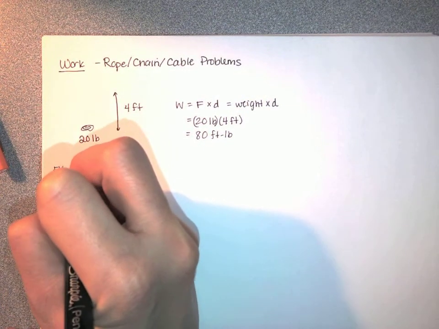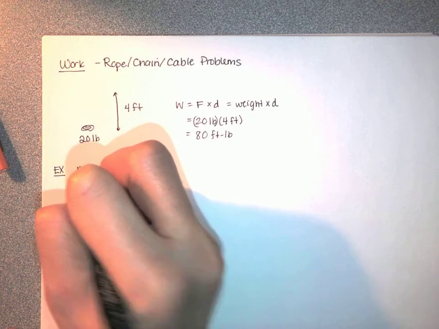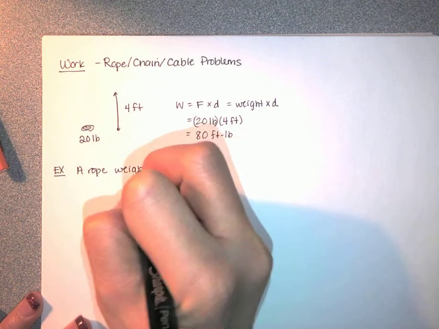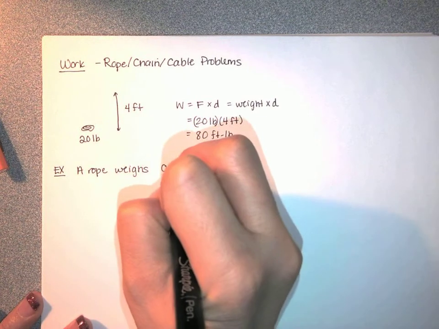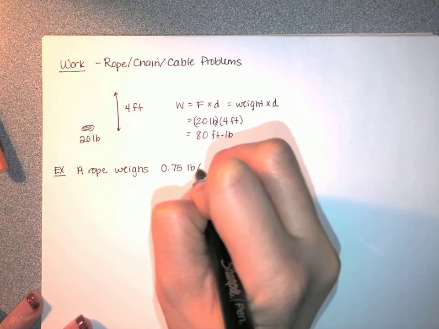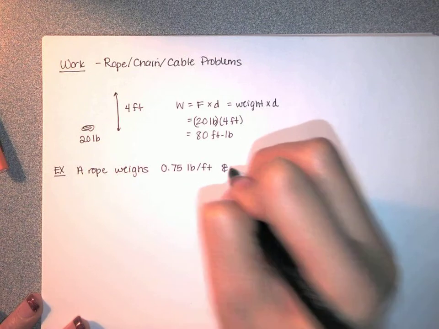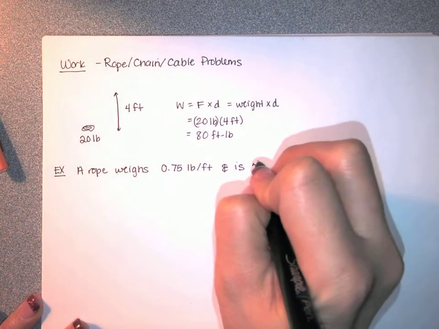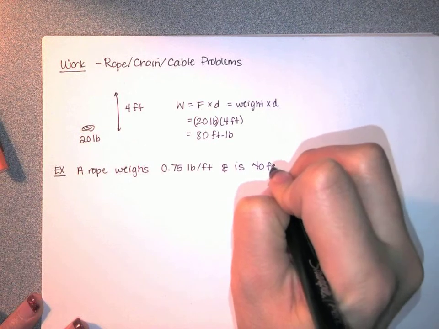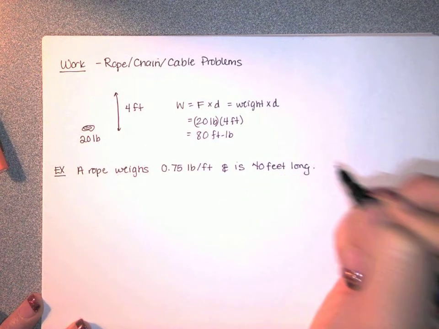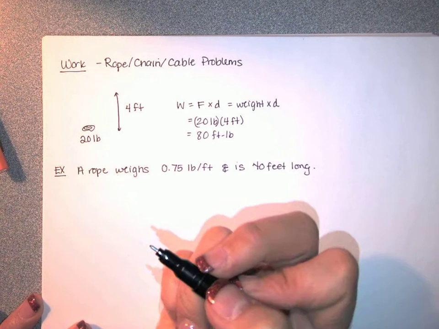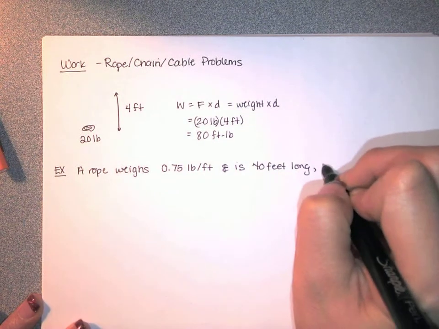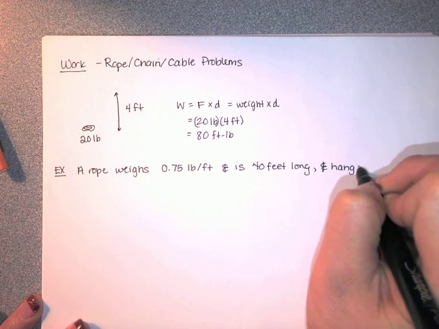So let's say you have a rope, and that rope weighs 0.75 pounds per foot, and it's 40 feet long. The rope weighs this many pounds per foot, and it's 40 feet long, and it hangs off of the side of a building.